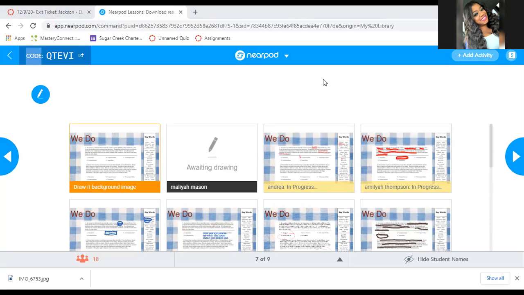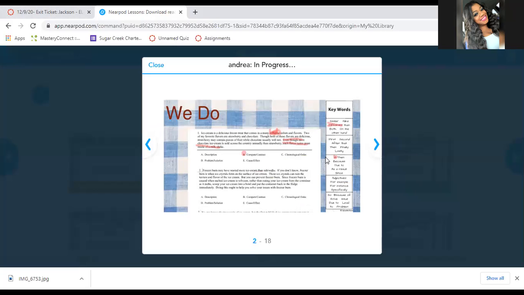Timer is up. Let's go through and see what you guys have. So I'm pulling up Andrea's picture. If you guys can see, all right? So let's read that. I'm going to read it.